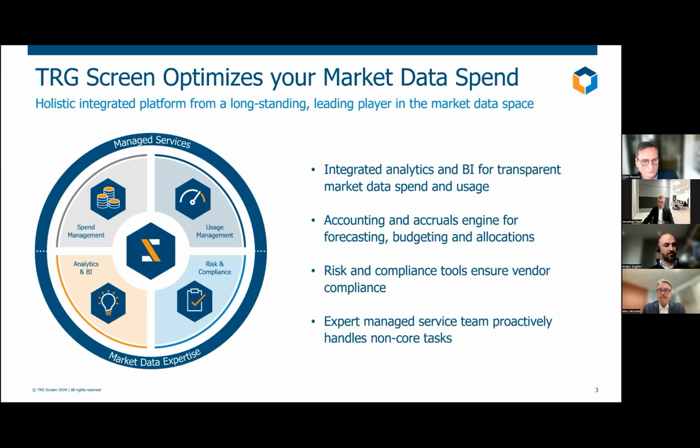Obviously, this helps you to proactively manage all your contracts from a renewal and a spend standpoint. As you would expect, optimized spend is fully integrated with our analytics and BI engine, really to give you full transparency and to help you with your reporting internally and with your business. But optimized spend is also fully integrated with your accounting and accruals, really to help you with better forecasting, your budgeting, and also your allocations.